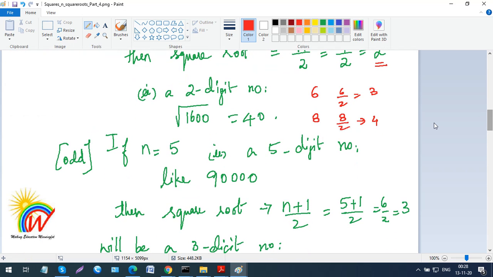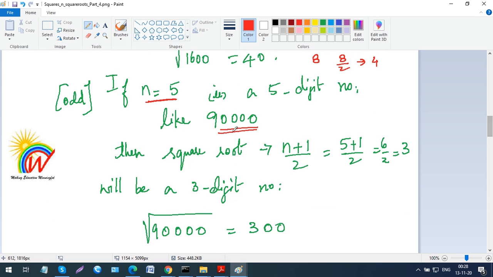Now if n is an odd number, let us say n is 5, so I have taken 1 2 3 4 5 numbers right here. For a 5-digit number, how will I find the square root? Square root of 9 is 3, and 4 zeros turn out to be 2 zeros, so it's a 3-digit number, but we will use the formula to find this. If there is an odd number, a 5-digit number for example, then this is the formula used: n plus 1 over 2. So 5 plus 1 over 2, 6 by 2, which is equal to 3.